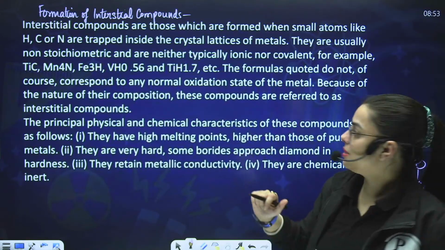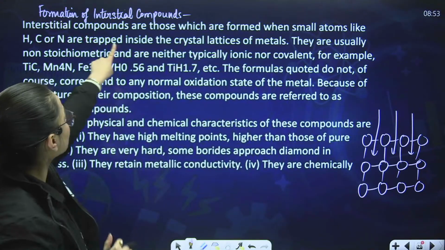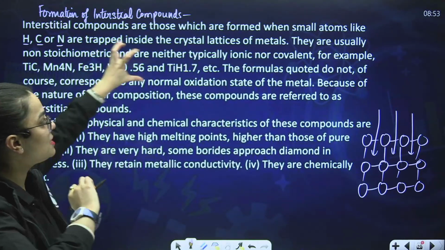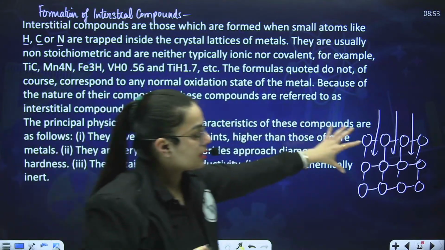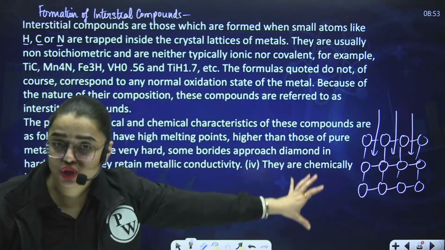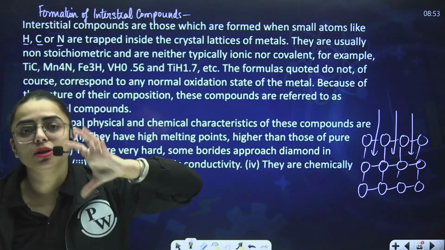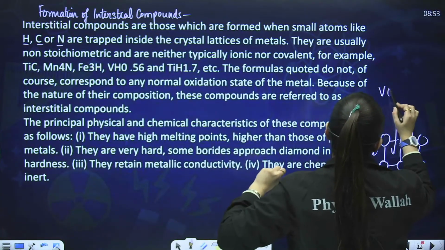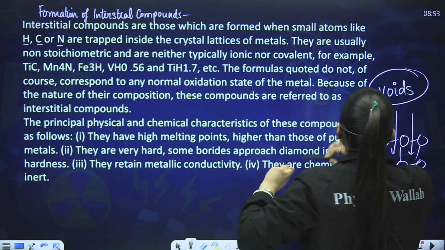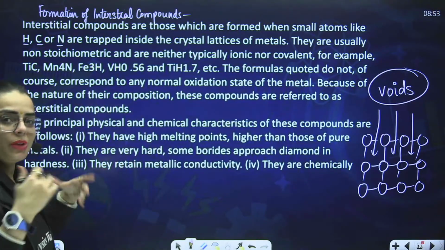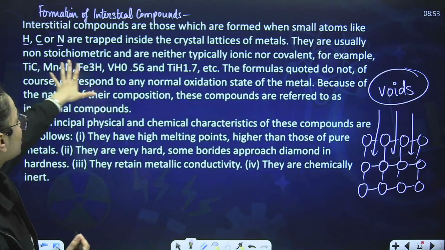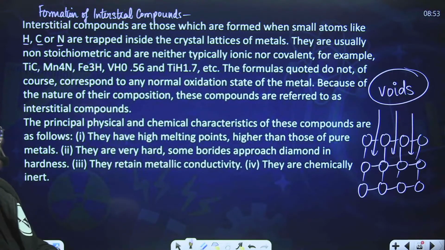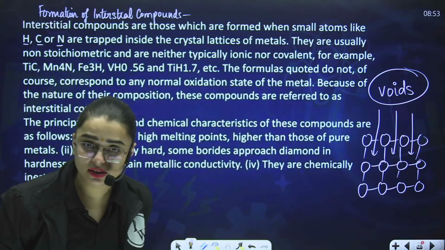Now let us read what they are saying according to NCERT. Interstitial compounds are those which are formed when small atoms like hydrogen, carbon, or nitrogen are trapped inside the crystal lattice of the metals. As d block elements are transition metals, when these small elements get trapped into their empty spaces, or the voids, they will form interstitial compounds. They are usually non-stoichiometric and neither typically ionic nor covalent, right? Now we have seen non-stoichiometric and stoichiometric again in the solid state chapter.